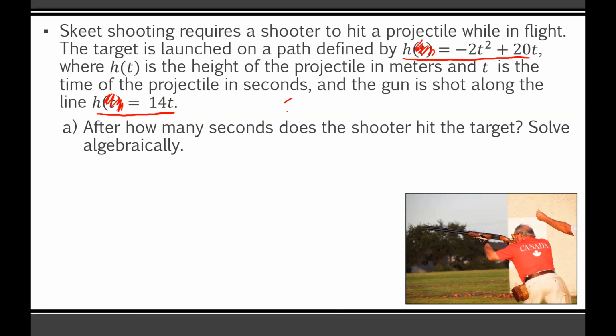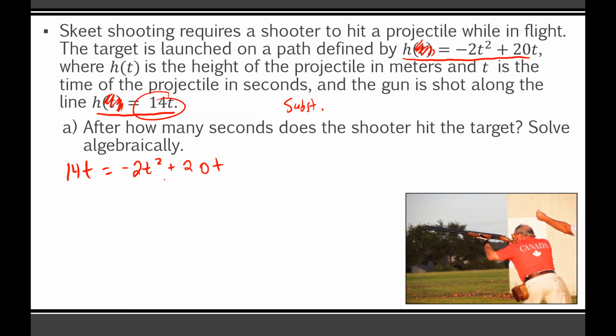So if I'm solving by substitution, that means you just need to get one of your variables all by itself. And if you actually look, both of these formulas already have a variable all by itself. Your height is already by itself. So what I'll do is I'll substitute this value of the height into the other formula up here. So I'll say 14t equals -2t squared plus 20t.